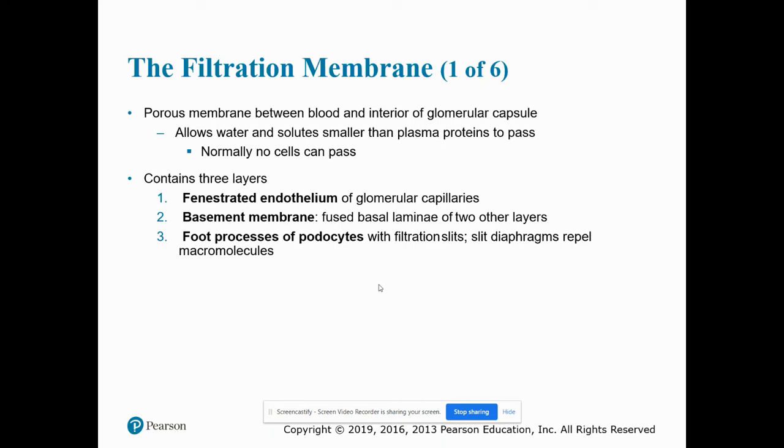So the filtration membrane is a porous membrane that's between the blood and the interior of the glomerular capsule. It allows water and solutes smaller than plasma proteins to pass. Normally, no cells can pass. Usually, if there are cells found in the urine, it's going to indicate some kind of pathology, some kind of problem. And the filtration membrane contains 3 layers. There's the fenestrated endothelium of glomerular capillaries, the basement membrane, which is a fused basal laminae of 2 other layers, and then the foot processes of the podocytes that have filtration slits. And then there are also these slit diaphragms that are going to repel macromolecules.